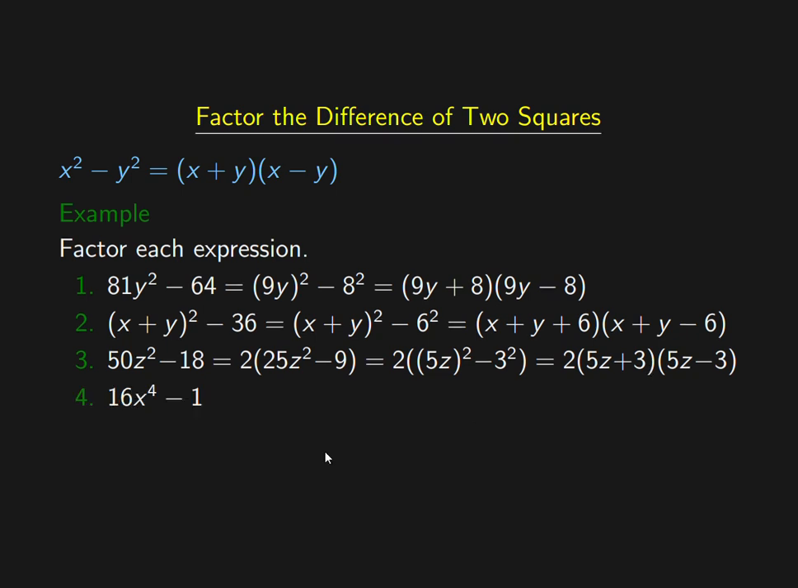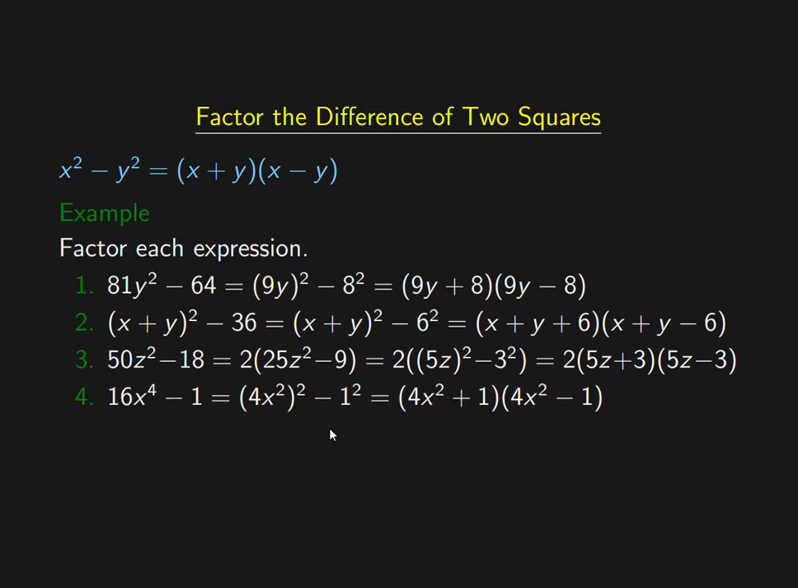So let's take another example. What about this one? 16x to the power 4 minus 1. Well, 16x to the power 4 is 4x squared, all squared, and 1 is 1 squared. So this is the difference of two squares. Let's write it as the product of their sum and their difference. So we have 4x squared plus 1 times 4x squared minus 1.